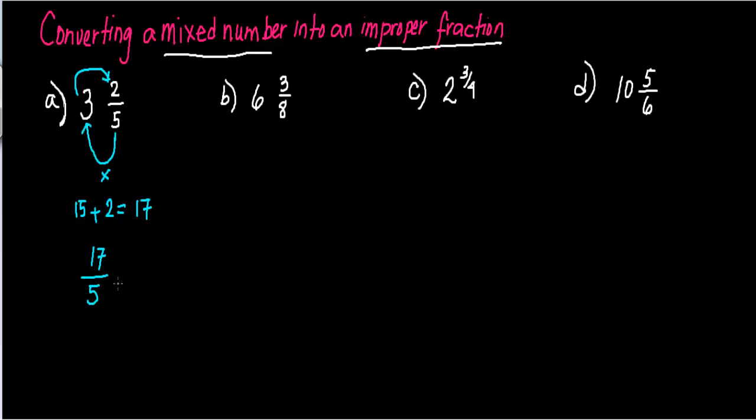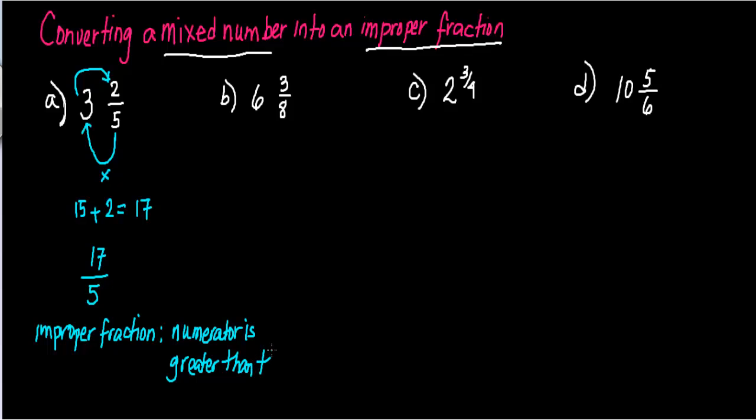Why is this called an improper fraction? This is an improper fraction because the numerator is greater than the denominator. An improper fraction is a fraction whose numerator is greater than the denominator. Okay, so whenever you have a fraction whose number in the numerator is bigger than the number in the denominator, we call this an improper fraction.